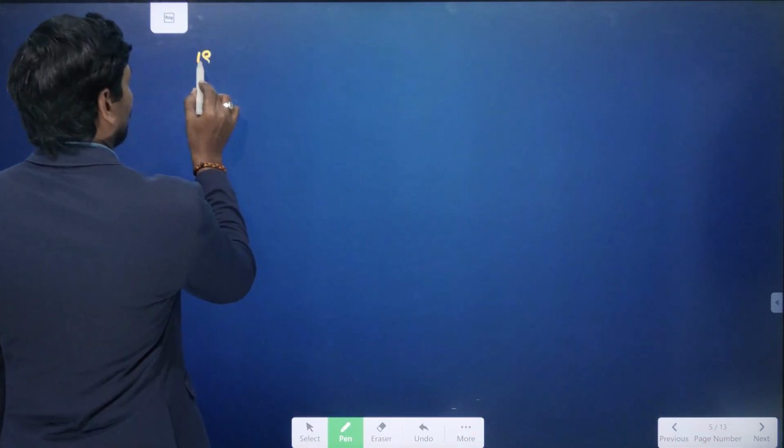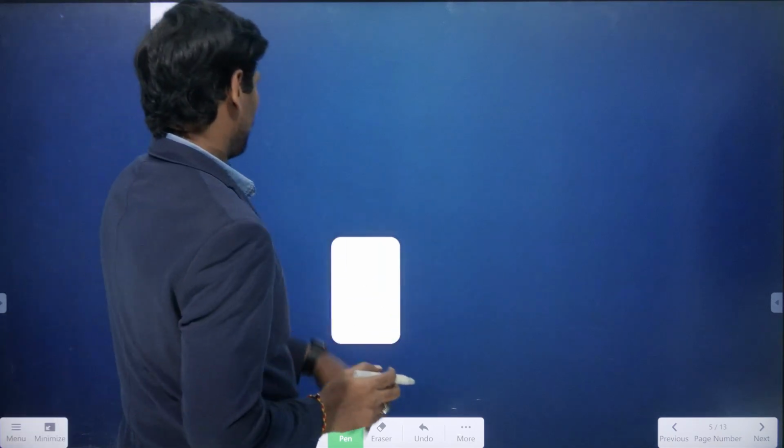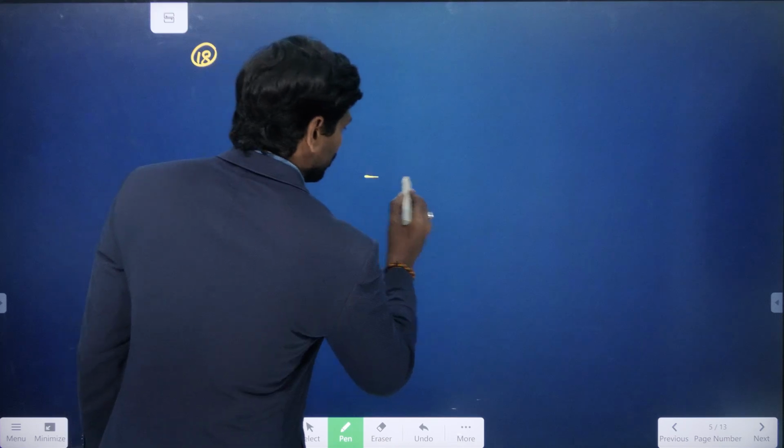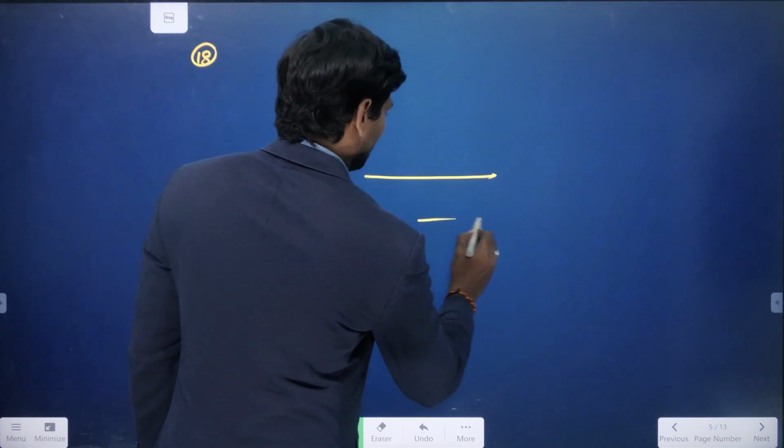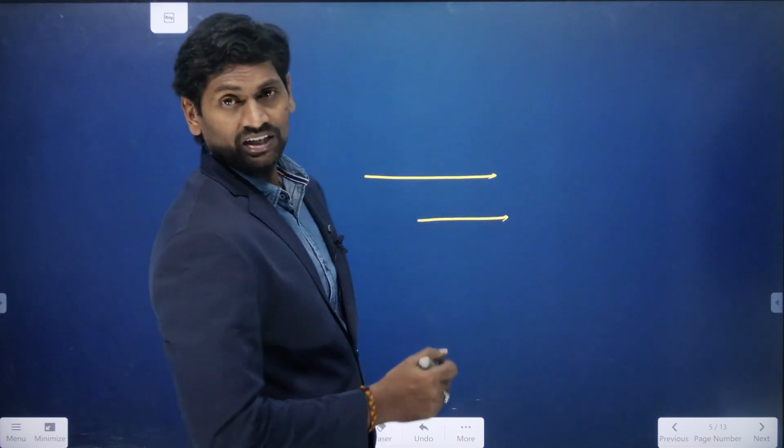Yeah, the 18th problem. In the given figure, it is given that AB is parallel to CD and angle F is 30 degrees. So let me draw a diagram. AB and CD are parallel lines.